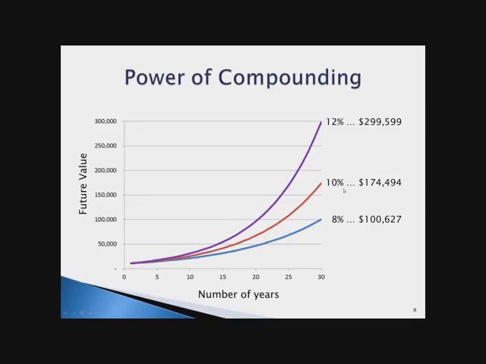But the point I want to make is look how much higher the future value is at 12%. Over a long time period, such as 20, 30, or 40 years, even relatively small differences in interest rates can make quite a difference in the future value. Going from 8% to 12% over a 30-year time period results in a future value that's almost 3 times the size you would have at 8%. That is the power of compounding.